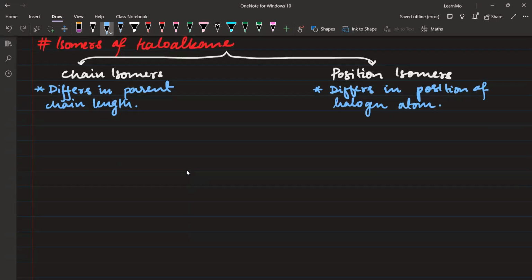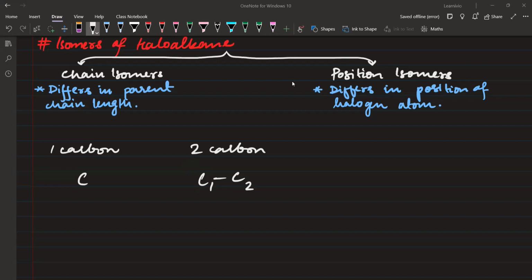Now, if I look at the chain isomers, if we have one carbon atom, we cannot make any other chain. No other possibility is present, right? For one carbon atom, you will have only one type of chain. Similar is the case for two carbon atoms. The first carbon is attached to the second carbon. There is no other variation that you can bring up.